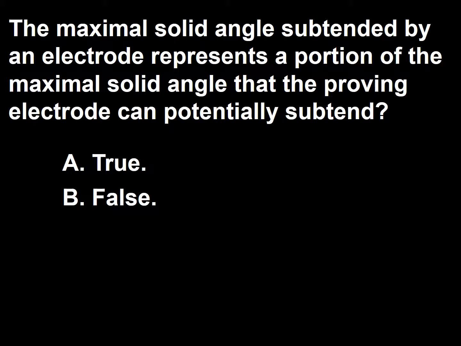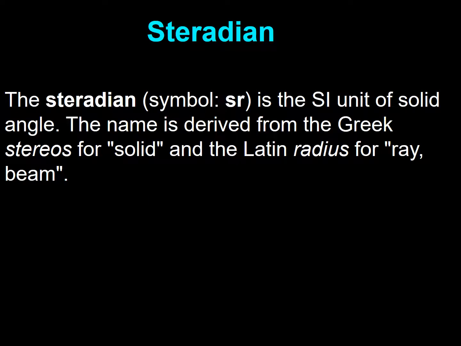Next question. The maximal solid angle subtended by an electrode represents a portion of the maximal solid angle that the providing electrode can potentially subtend. A. True. B. False. In order to answer this question, we must talk about steradians.